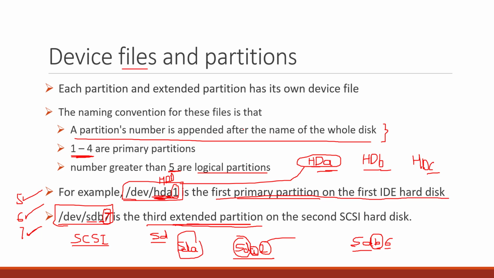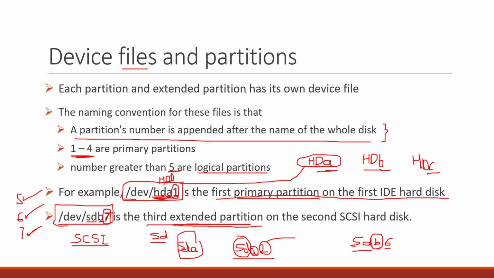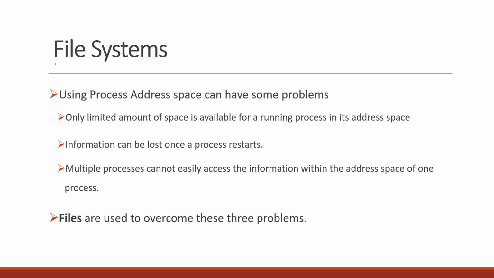Let's move further. So we are done with partitions. First of all we had the hard drive, then within the hard drive we had partitioning. Then after partitioning, the other important thing that comes is the file system. All right, so how do I save my files on my system, right? There has to be some file system.